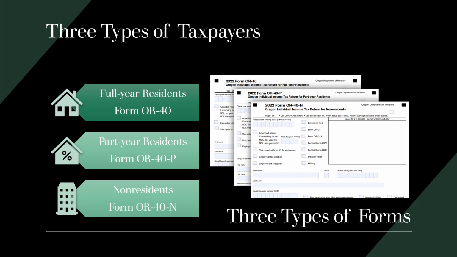And as I just mentioned, for Oregon returns, our taxpayers will be sorted into one of three categories based on their residency. Each type of taxpayer will use a different form to file their taxes. Full year residents will file Form OR-40. You might recognize the 40 from the federal 1040. Part year residents will file Form OR-40P, P for part year, and non-residents will file Form OR-40N, N for non-resident.